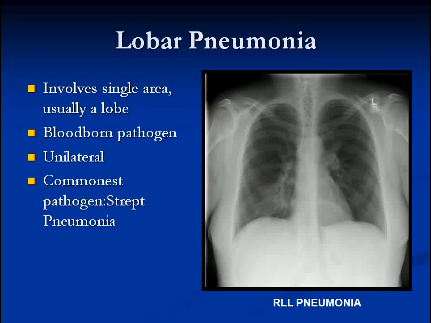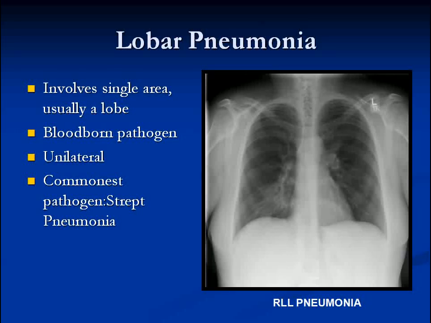Lobar pneumonias usually involve one single area of a lobar lung. The rest of the lung is normal. In this particular case, there's a right lower lobe pneumonia. There's an area of consolidation there. There's an air bronchogram there. We don't see the silhouette sign in this particular instance.